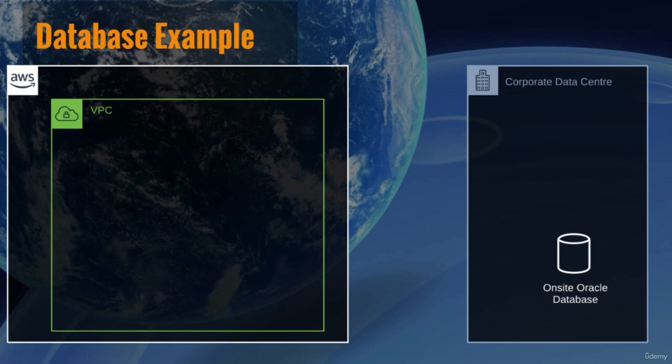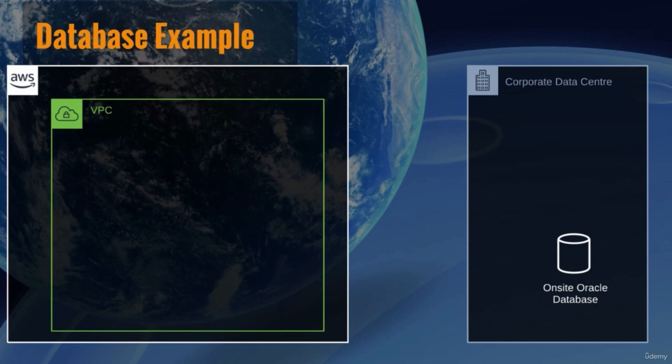On the right there, we've got our corporate data center. And inside of our corporate data center, we've got an on-site Oracle database. Now let's just say that Oracle database is old, it's worn out, it's outgrown its capacity, and it needs to be replaced. You've done a total cost of ownership analysis on the situation, and you've identified that it is far more cost effective to host that database on the AWS cloud.